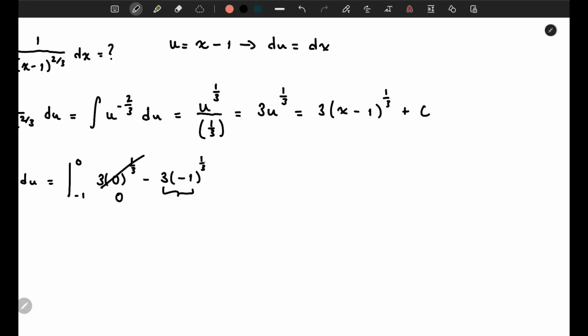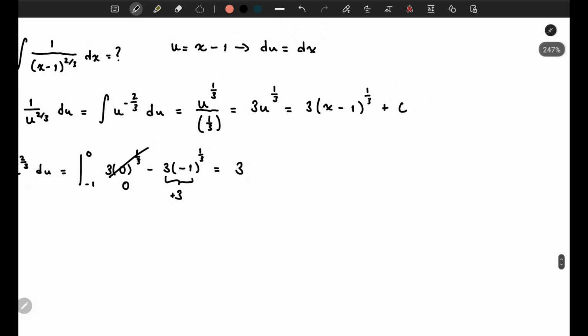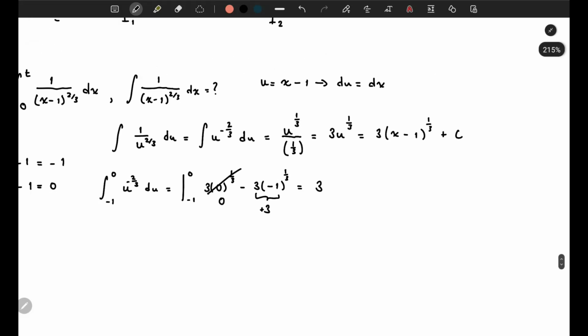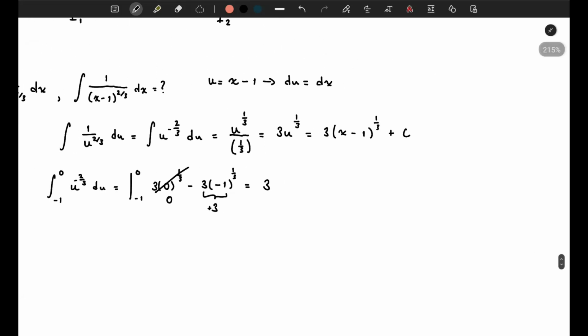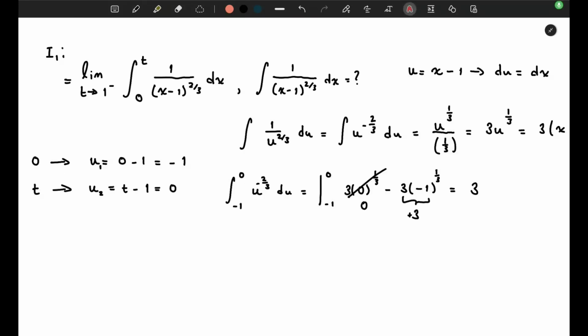This 0, and this negative 1 to the power of 1 over 3, since it is 1 over 3, an odd power, it's going to be negative 1, and then this negative 1 multiplied by this, that would become positive. So this would be equal to positive 3. And so that essentially means that we get 3. And that means that it is indeed convergent, because we are able to get a finite value of it. Let's highlight this because that's important.